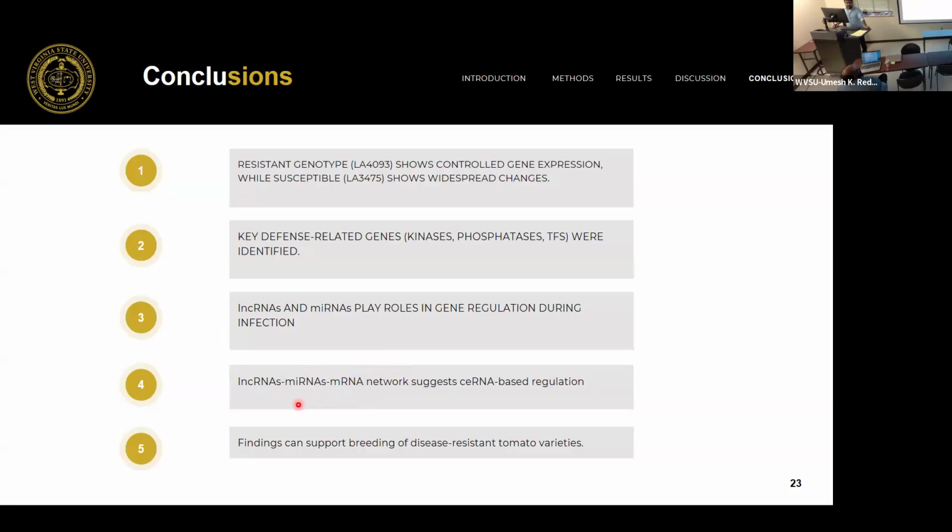The Cytoscape network shows a competitive endogenous RNA-based interaction, in which a particular miRNA can change the expression of mRNA depending on its interaction with the concerned LNC RNA. And broadly, these findings will support the breeding of disease-resistant lines.